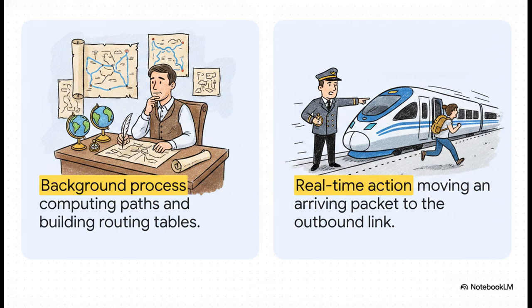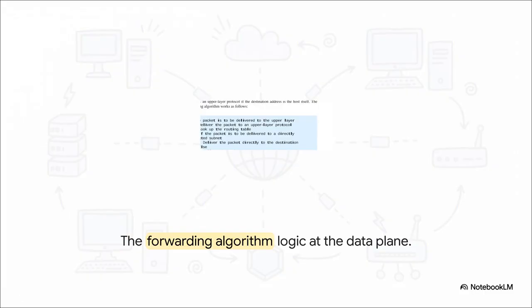Routing happens quietly in the background, on what we call the control plane. Routers constantly chat with each other to discover outages and calculate the absolute best paths, storing all that info in a table. Forwarding, though, happens on the data plane. When a packet actually arrives, there is literally no time to think. The router just looks at the destination IP, checks that pre-built table, and instantly shoves the packet out the correct port.